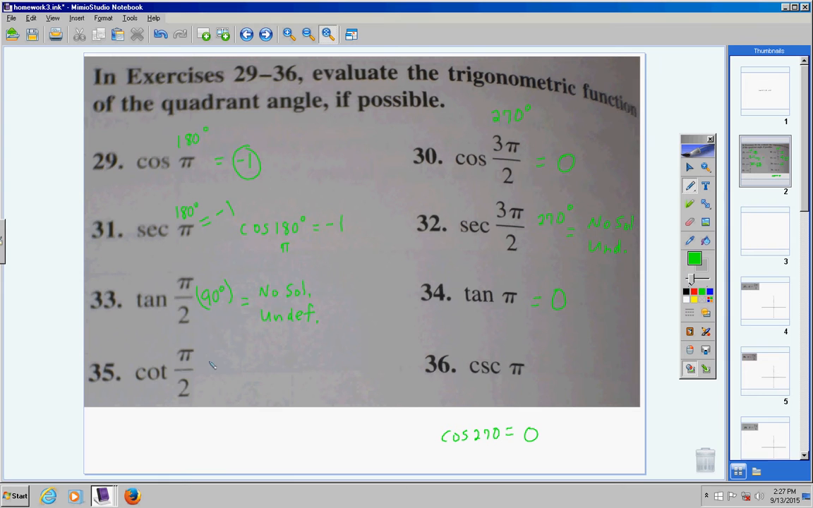Now let's find the cotangent of pi over 2, or the cotangent of 90 degrees, same thing, alright? Well, there is no cotangent button, but the inverse of cotangent is tangent. So I'm going to find the tangent of 90. Well, I did that right here. So the tangent of 90 is no solution or undefined.